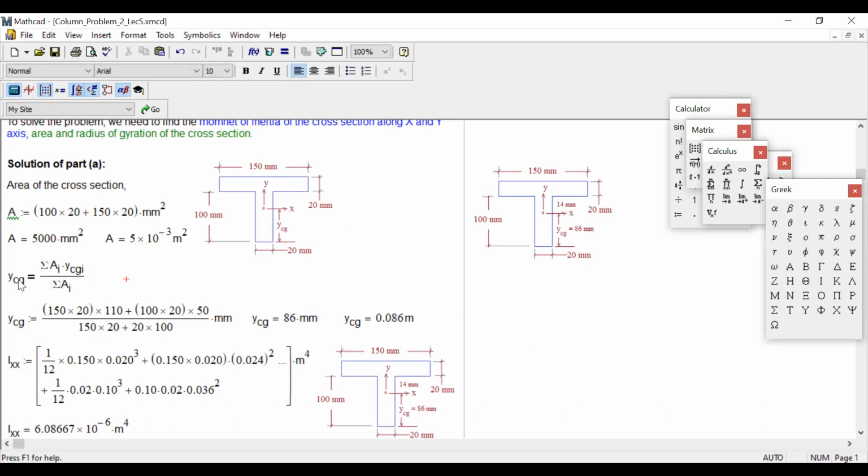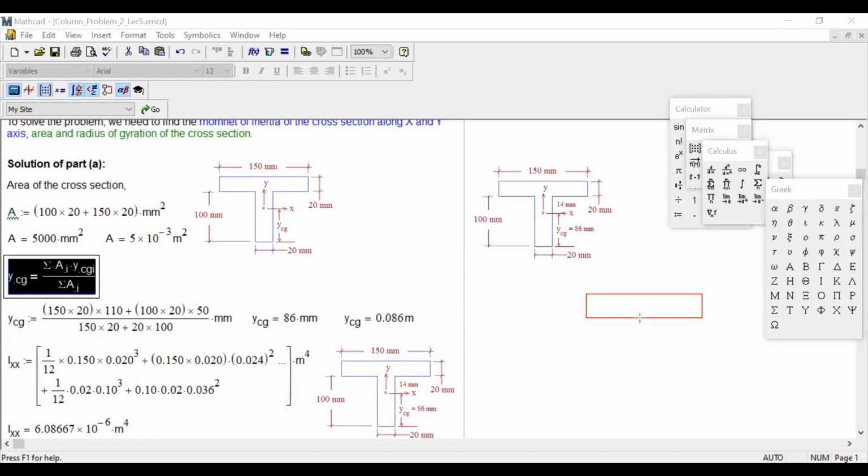I need to figure out the value of YCG. Why YCG? You see, this cross section is not symmetric. This is a T right over here, like that, right? So this cross section is symmetric about the vertical axis. That means the area on the left side and right side is the same. But vertically it is not symmetric. That means it is not symmetric along x-axis. Upper has more area, lower has less area.